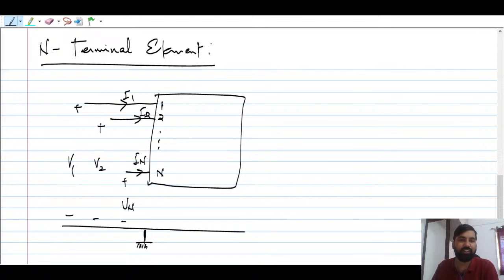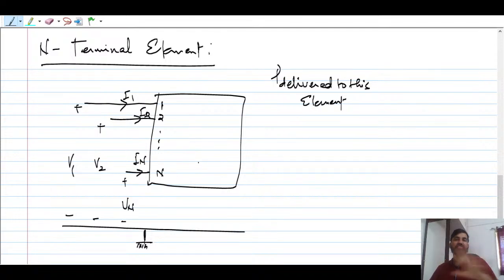So this is the n-terminal element. If I ask you what is the power delivered to this element, which is an n-terminal element, I'm just showing you in general. As I promised, I'm going to give you a generalized understanding. If there are n number of terminals, with all the voltages and currents at the terminals with respect to the reference, this terminal will have V1 times I1, V2 times I2, Vn times In.